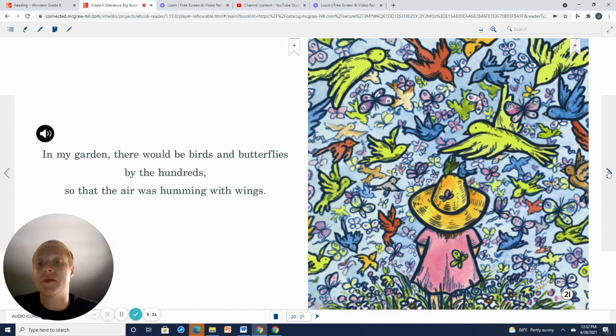In my garden, there would be birds and butterflies by the hundreds, so that the air was humming with wings. So this part of the story could be true or could be made up, because in real life, we know there's lots of birds and butterflies and hummingbirds around. And if you ever go to a butterfly garden, they have hundreds of butterflies flying around. So this could technically be a real event in the story, but it's also made up in her mind because she wants hundreds of birds flying around everywhere.